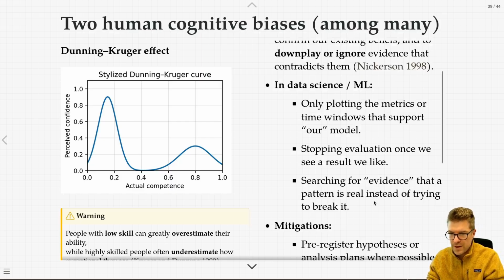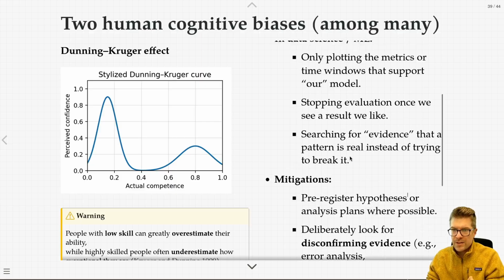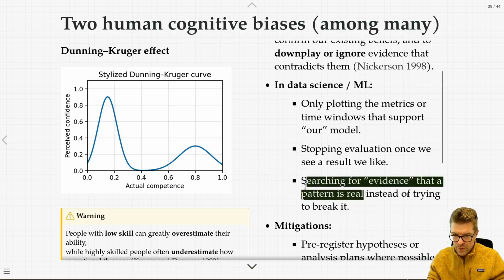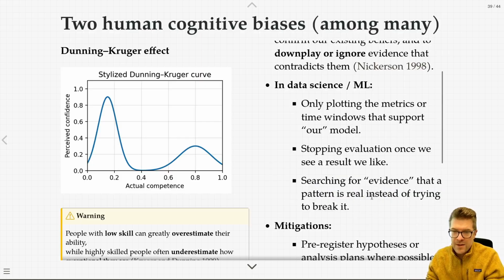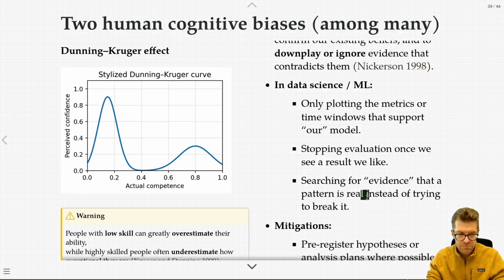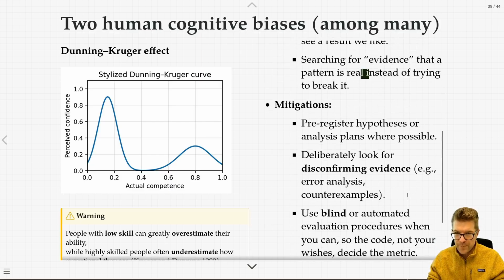Searching for evidence that a pattern is real is an old-fashioned, non-scientific way of doing things. The way that science works is through disproving things. Always try to break things, even if it hurts your feelings. Try to find ways in which your theory is wrong. That is important in science, and because science and scientific methods are so important in our society now, it's important as a citizen as well.